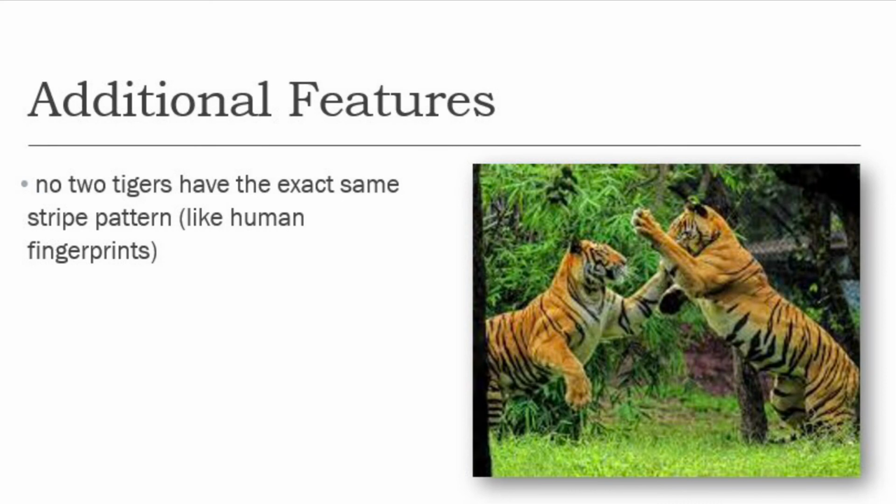No 2 tigers have the exact same stripe pattern, just like fingerprints on humans. Their stripes can also vary in color, ranging from light brown to dark black. Their stripes assist them in camouflage with their environment, but not in the usual way.